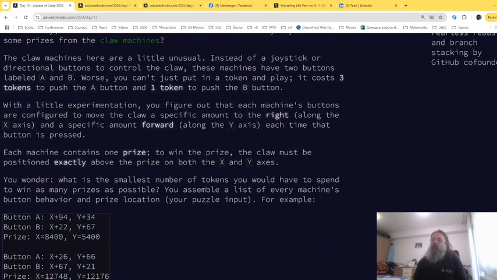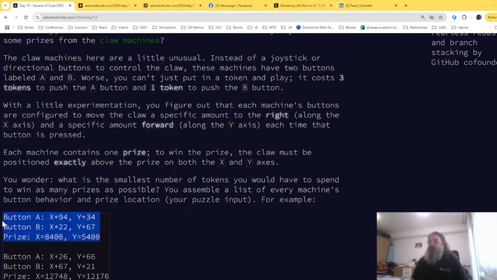Basically the claw machine has two buttons, A and B. Both push the claw in kinda forward right direction, but they push it in a different amount. That's button A, that's button B. Button A costs 3 tokens to push, button B costs 1 token to push, and we need to find if we can get the prize and how much it will cost.